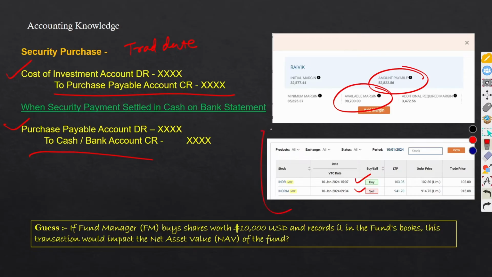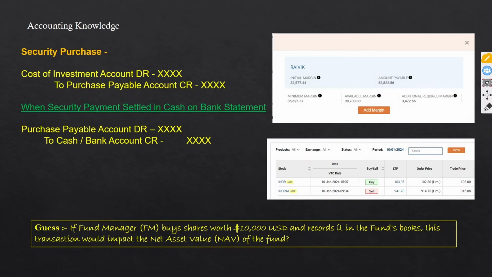So the broker statement provides information for traded securities: quantity, amount, price, whatever information you require. The broker statement provides the same insight, so that you can refer to it and create the transactions in the books of account. All right. So let's guess, if a fund manager buys shares worth 10,000 USD and records it in the fund's book.